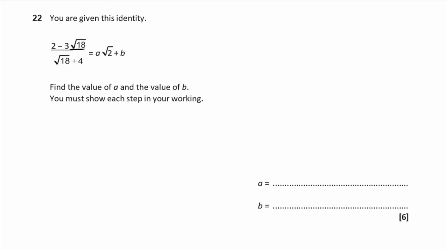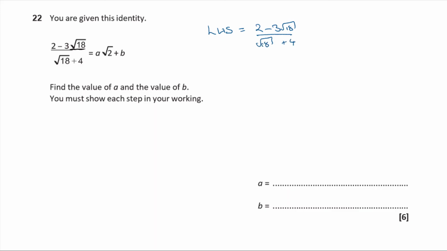We're going to start with the left-hand side and make it look like the right-hand side. When these show that questions, you don't want to be moving things over the equal sign. So we're going to start with the left-hand side and make it look like the right-hand side. So the left-hand side is equal to (2 minus 3 root 18) over (root 18 plus 4).